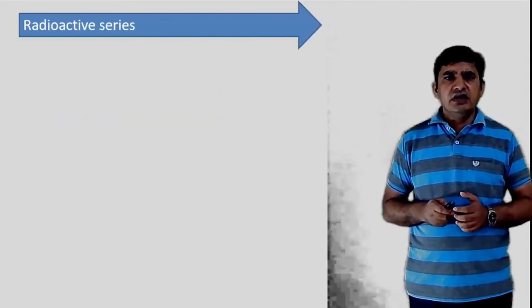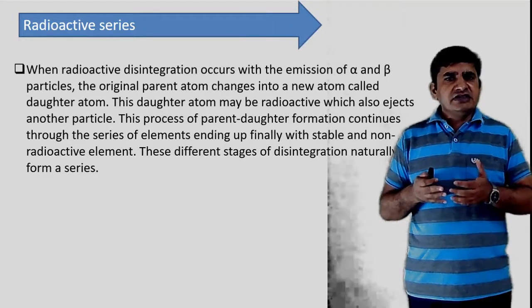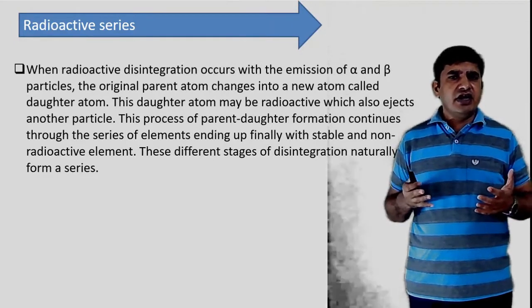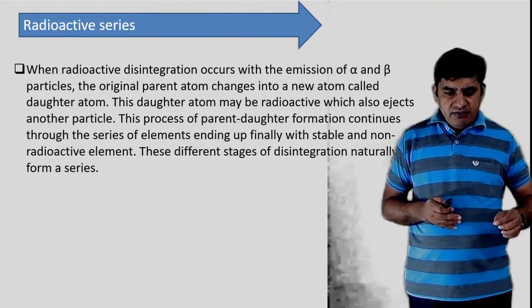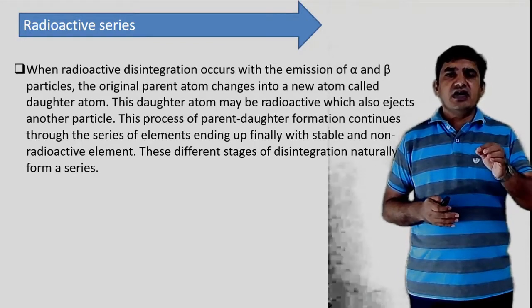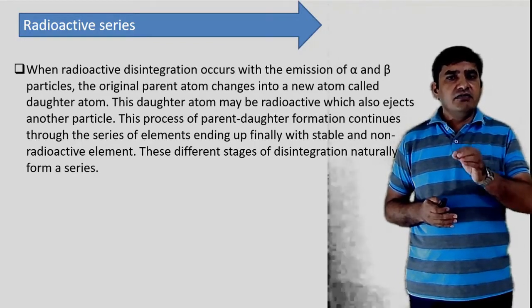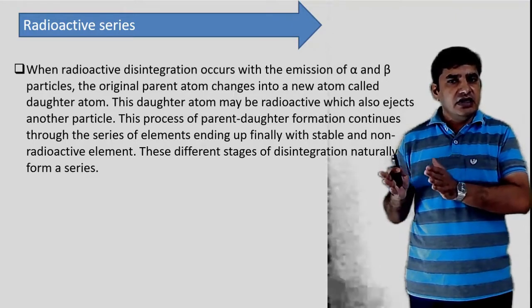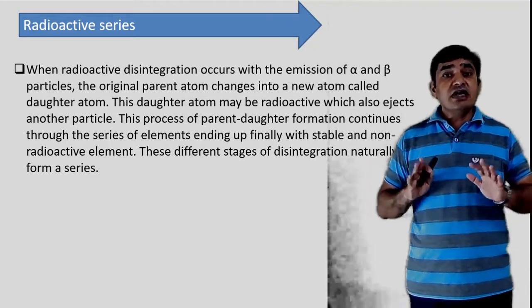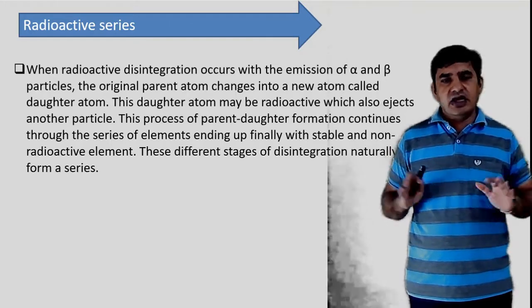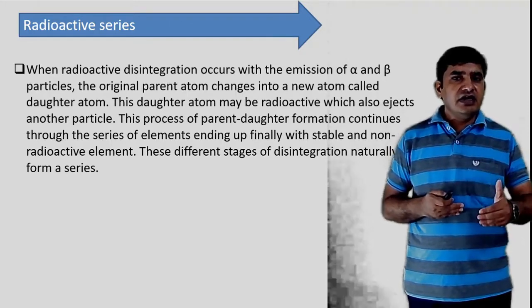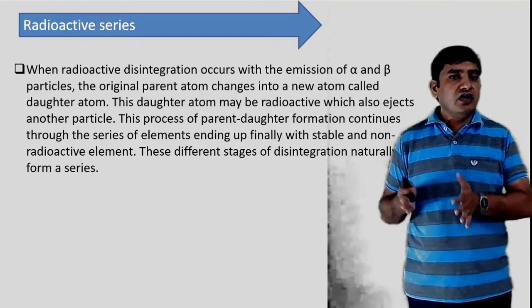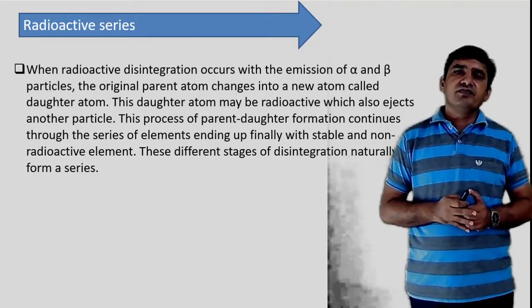We know that there is a disintegration of radioactive elements. Elements which have atomic number greater than 83 have unstable nuclei, so they emit alpha particles, beta particles or gamma radiation.